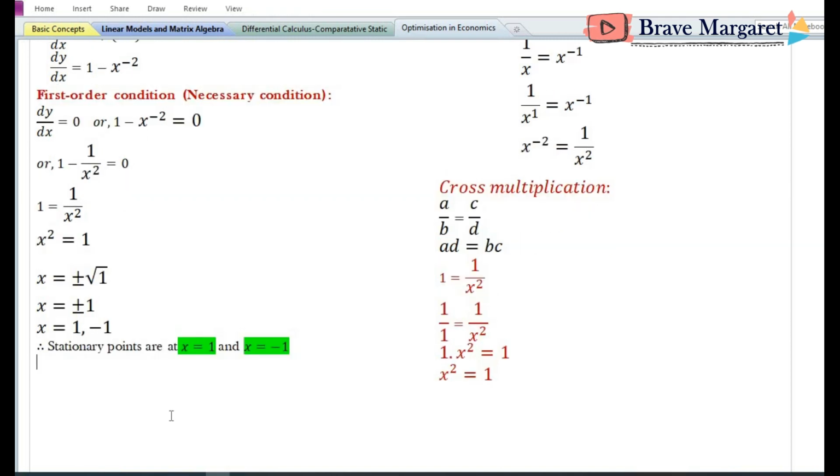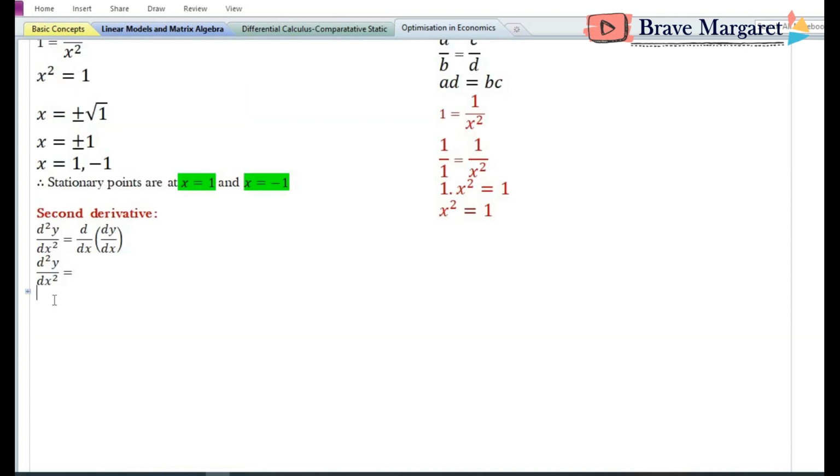Therefore, the stationary points at which the function is either maximum or minimum are at x equals 1 and x equals minus 1. Let us now find the second derivative of the function. The second derivative of the function is denoted by d square y by dx square, which is equal to d by dx of dy by dx. That is derivative with respect to x of the first derivative of the function.